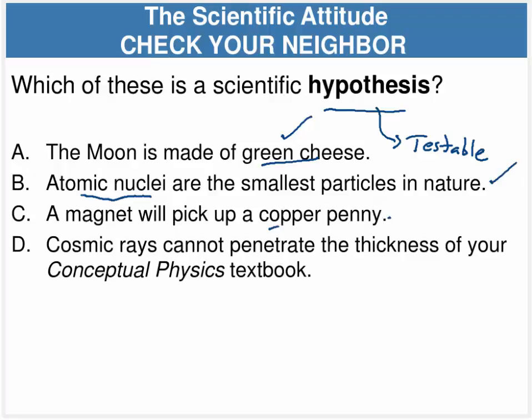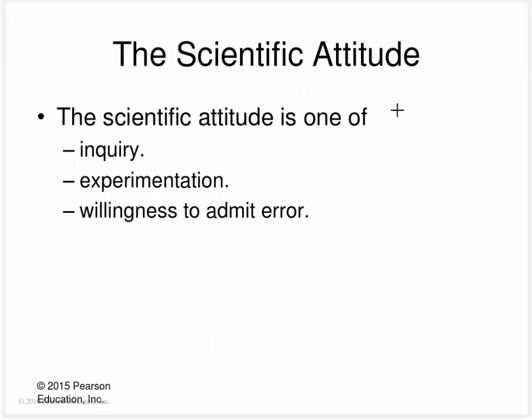We can get a copper penny. We can get a magnet. We can definitely test that, even though pennies aren't made of copper anymore. And we can get a cosmic ray gun and see if it'll penetrate the thickness of your textbook. So we can test this one as well. So all of these are testable, therefore all are scientific hypotheses. Examples of things that are not would be, there are things in this world that we will never discover, right? We can't really test that, so that's not a hypothesis.